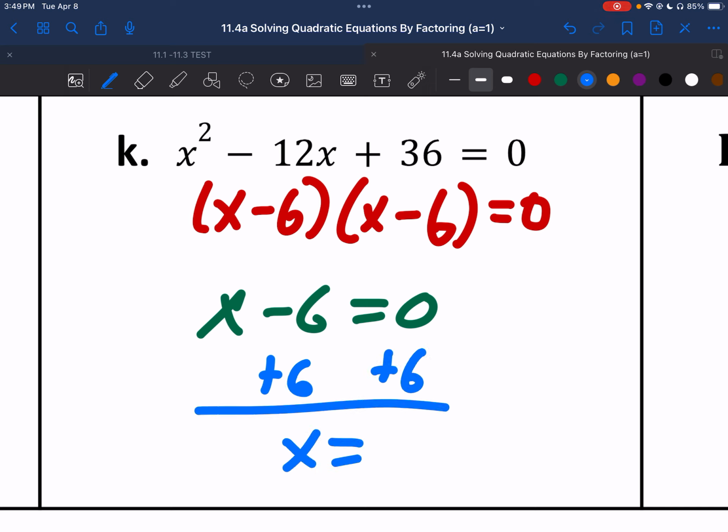And again, if we wrote this in vertex form, x minus 6 squared equals 0, we're moving it 6 to the right. And that's our y-intercept. It's also our vertex.